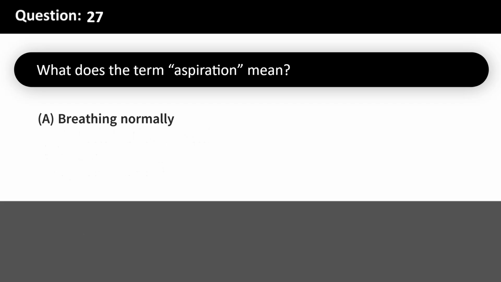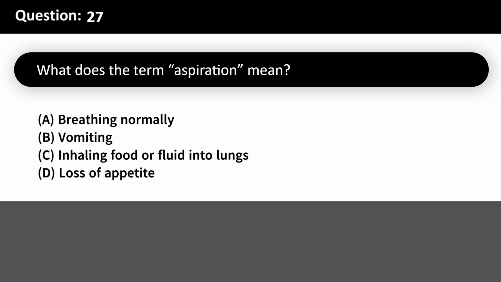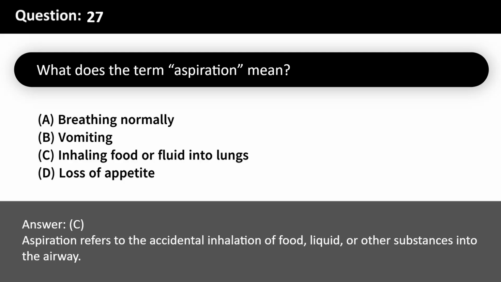What does the term aspiration mean? A. Breathing normally. B. Vomiting. C. Inhaling food or fluid into lungs. D. Loss of appetite. Answer: C. Aspiration refers to the accidental inhalation of food, liquid, or other substances into the airway.